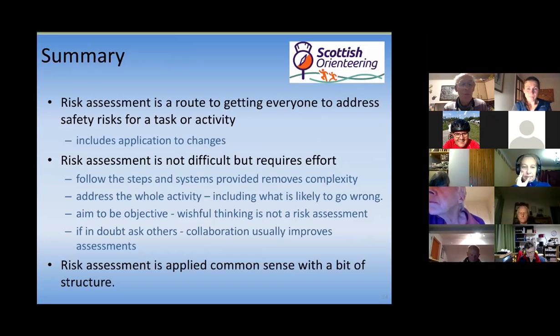Collaboration usually improves assessments, right? As long as you don't get into a sort of let's all reinforce each other's views. This isn't really a problem, but generally collaboration improves the assessments. So, and the final comment, it's applied common sense with a bit of structure, and that's really what it is. Right. I think that's roughly come to the end of what I had to say.